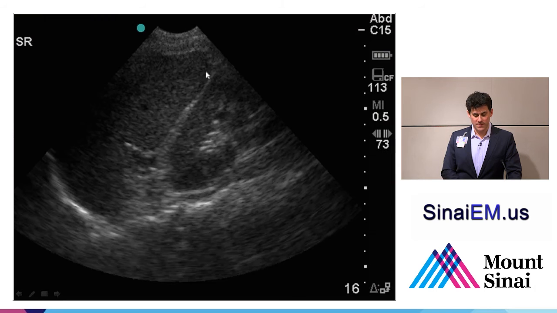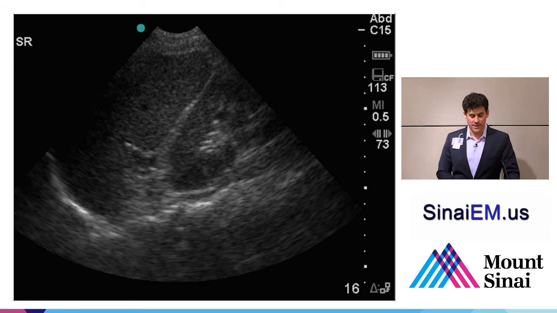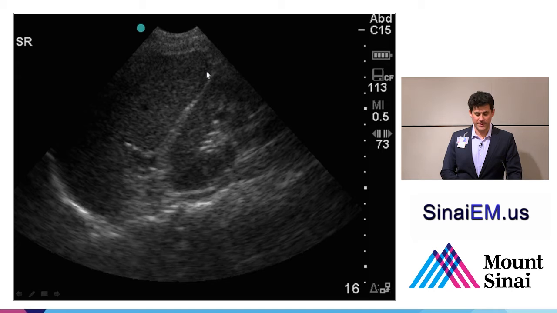And here we see the spleen on the left-hand side of the screen, towards the patient's head, towards the probe marker, and on the right side of the screen, we see the kidney. So the interface between the spleen and the kidney isn't as important as the interface between the liver and the kidney, because again, Morrison's pouch doesn't really exist on the left side. There isn't the same equivalent anatomic orientation.